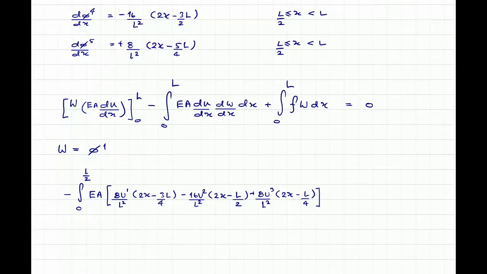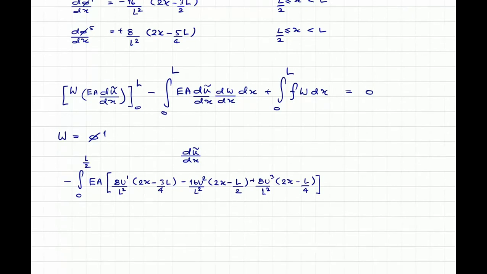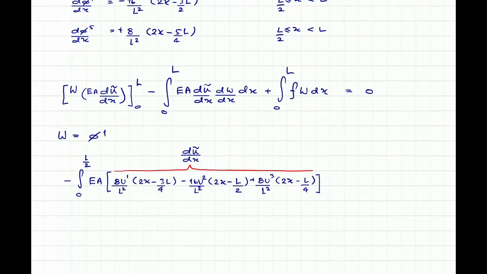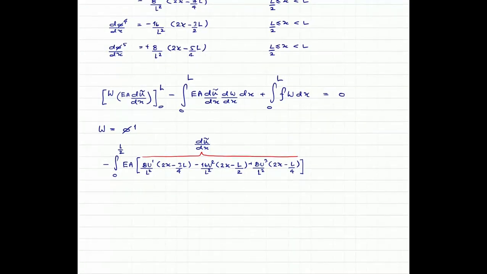So this is the du dx for this domain, multiplied by dw dx.